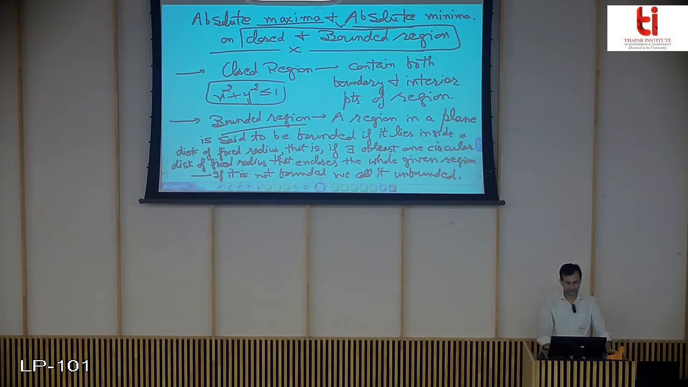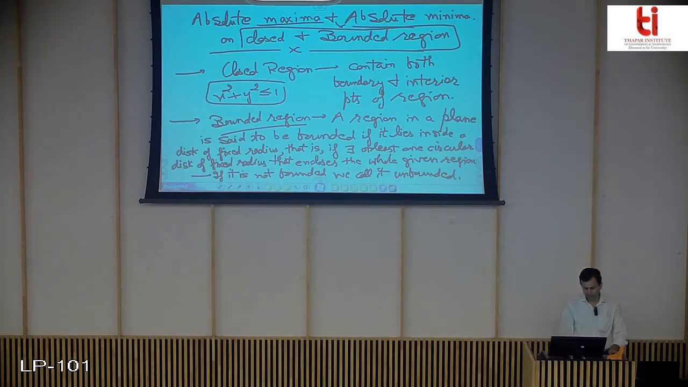Okay, so today we are going to complete this last topic of this unit on multivariable functions, and the topic is absolute maxima and minima of a function f(x,y) on a closed and bounded region. We have done one example for this type of problem, but we haven't completed it. So today we will complete that example and we will take one more example.